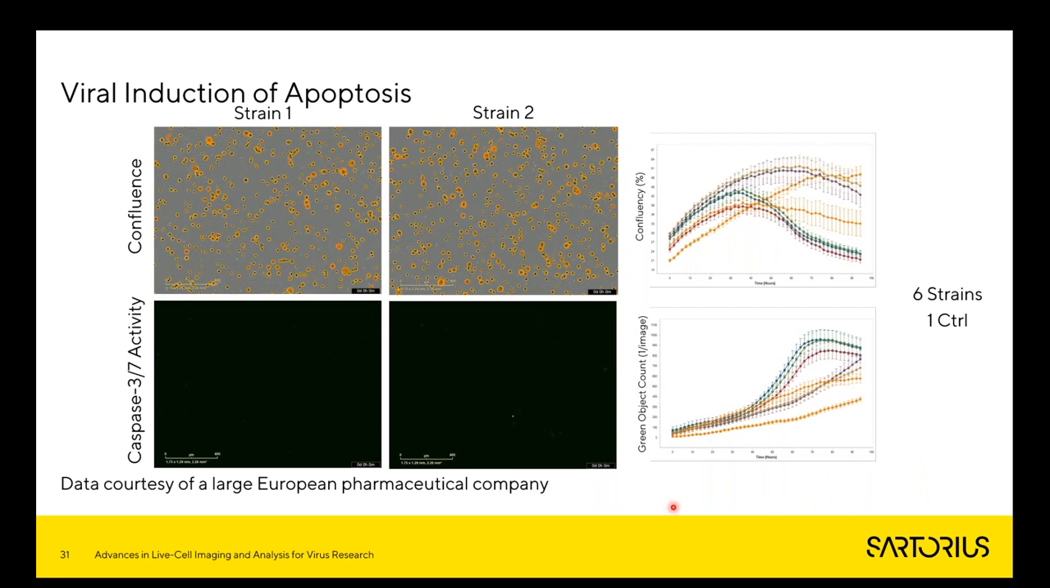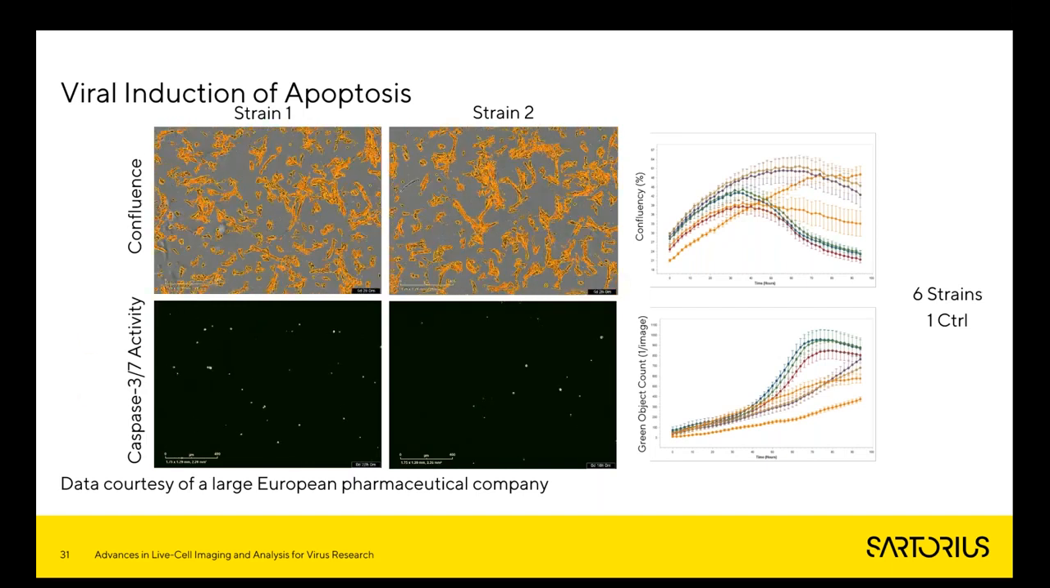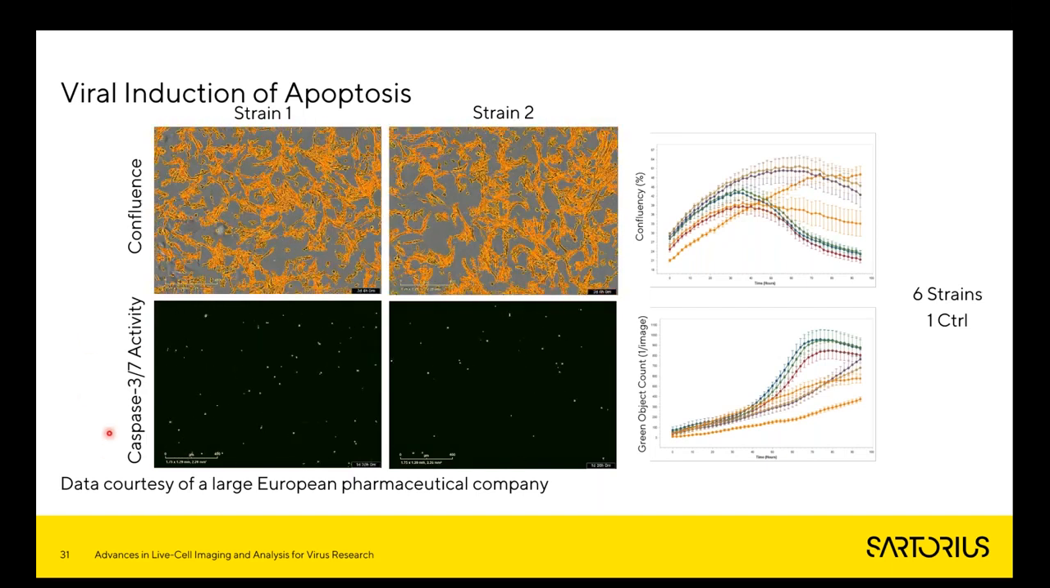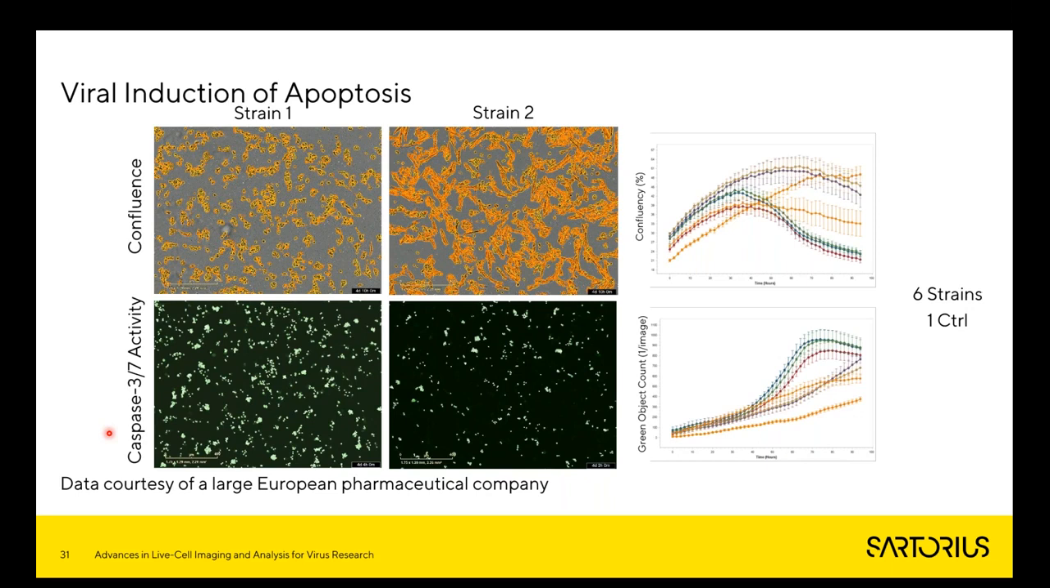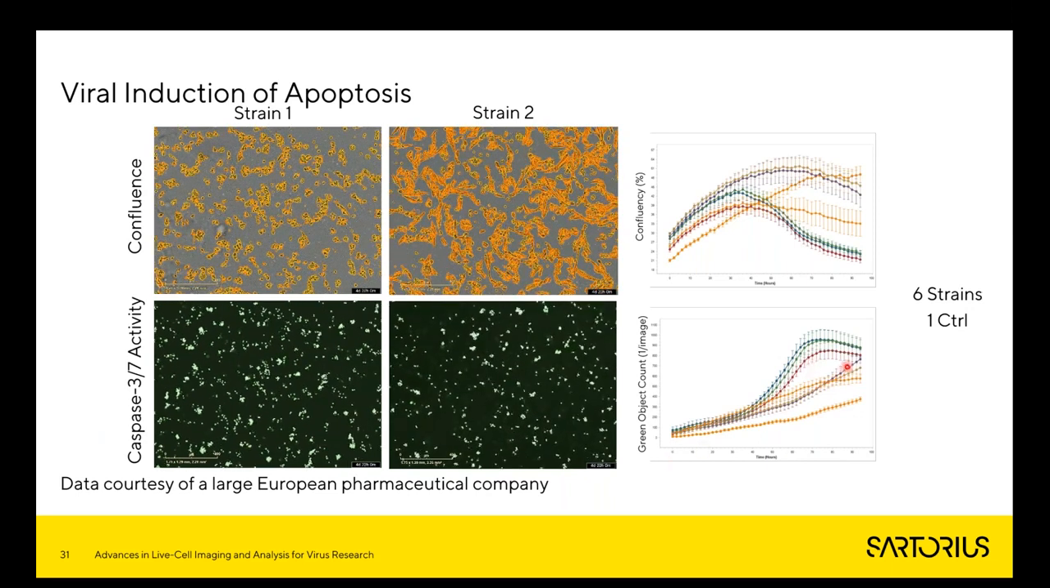Researchers have also used the Incucyte system to look at the virus induction of apoptosis in the host cells by using caspase 3/7. So here, customers of this large European pharmaceutical company have looked at different viral strains. They tested different viral strains, and they wanted to measure the effect on confluency or cell density post-infection. And in that same condition, they added caspase 3/7 green to essentially measure apoptosis that's been induced upon viral infection. And they were able to see some differences with regards to apoptosis induction in the host cells, but also by simply looking at the cell density as well.